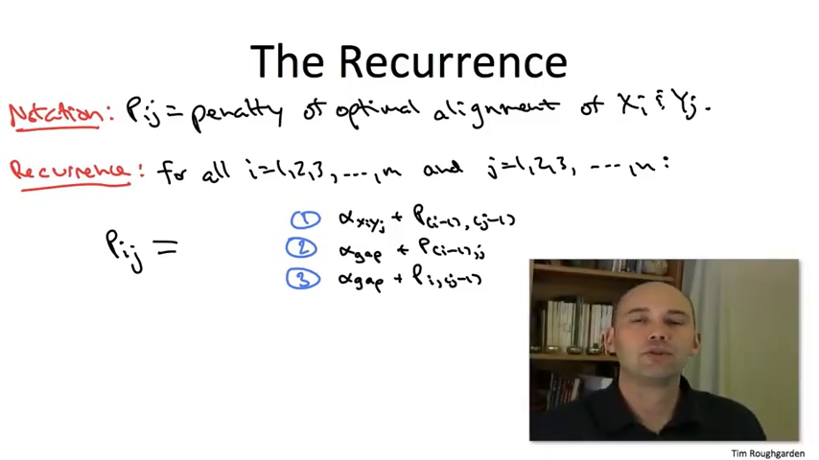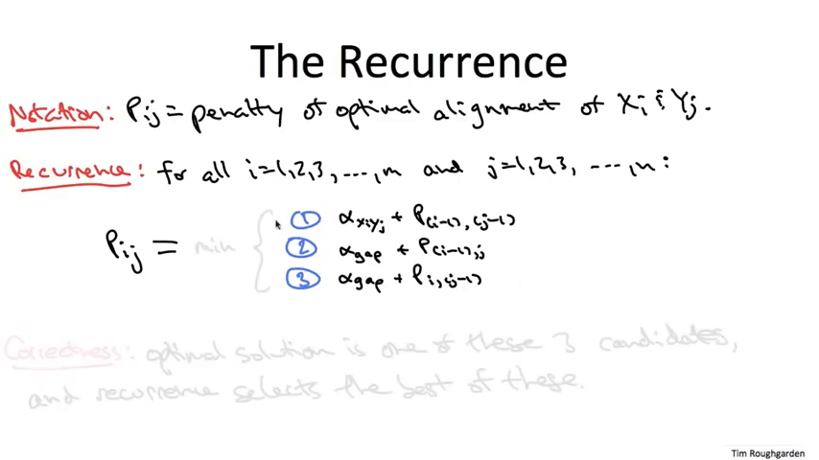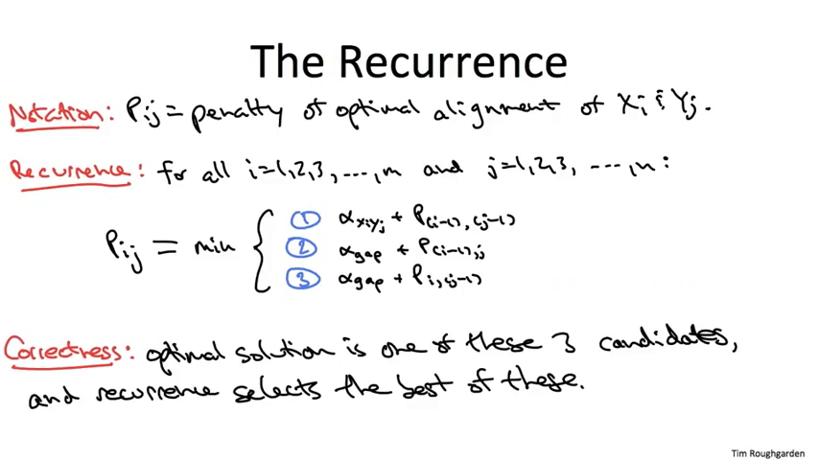So we know that the optimal solution has to look like one of these three things. We don't know which. So in the recurrence, we'll just in effect do brute force search among the three outcomes. We just choose the minimum of the three possibilities. So that's the formal recurrence.